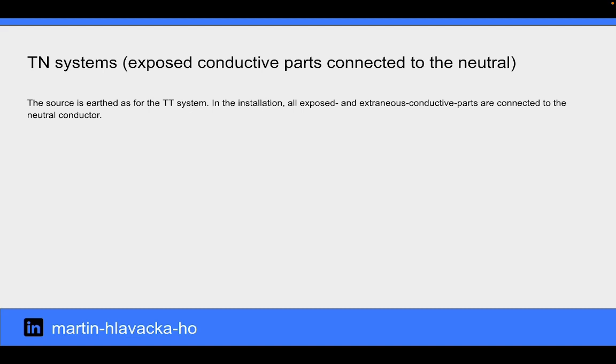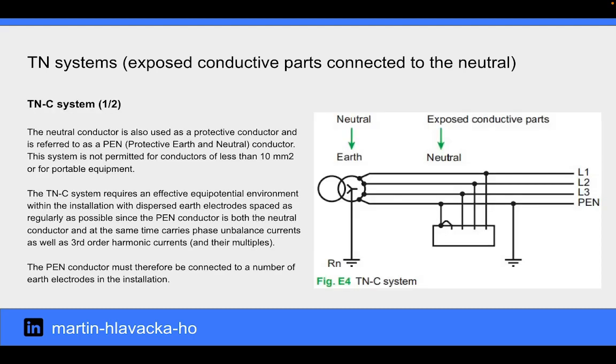TN systems. The source is earthed like in the TT system. In the installation, all exposed and extraneous conductive parts are connected to the neutral conductor. TNC system. The neutral conductor is also used as a protective conductor and it is referred to as a PEN conductor.